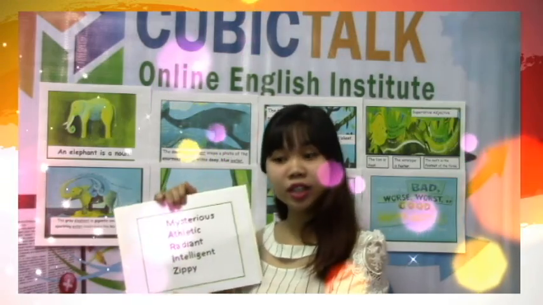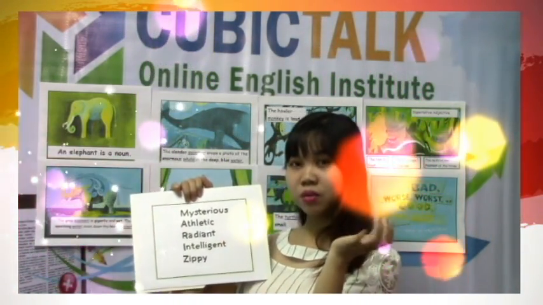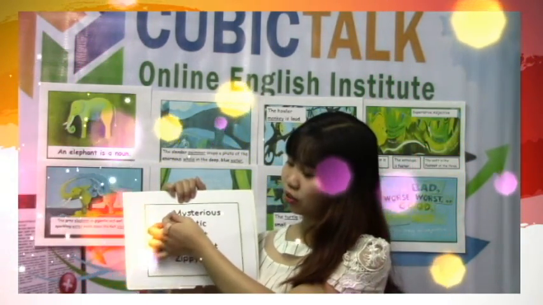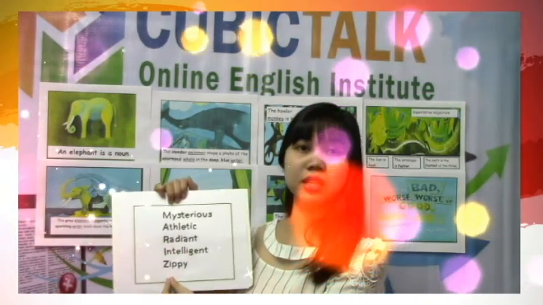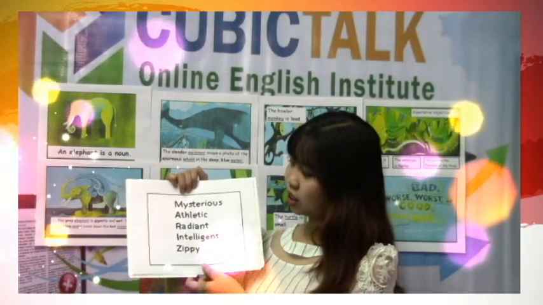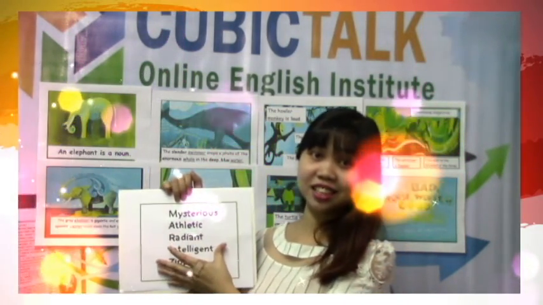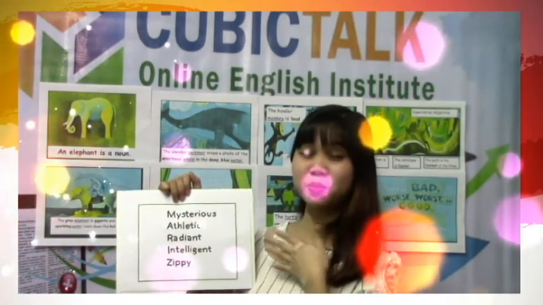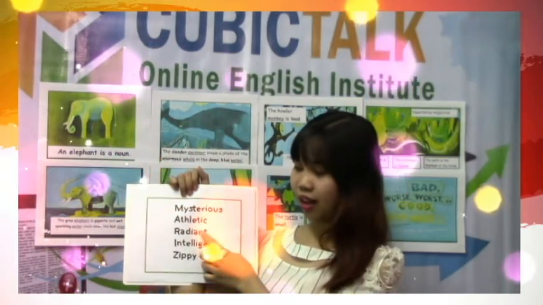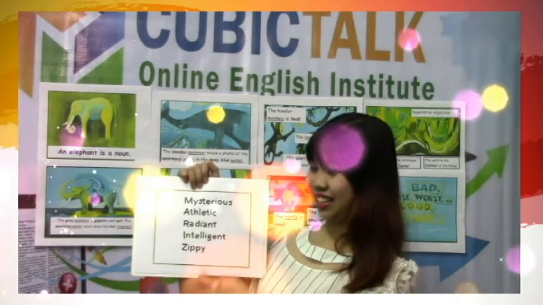Now, think of an adjective or adjectives which describe you. Use the letters of your name as the first letter of the adjectives which describe you. Like this one, I am Mariz. These are the adjectives which describe me, my personality. I am mysterious, athletic, radiant, intelligent, and zippy.